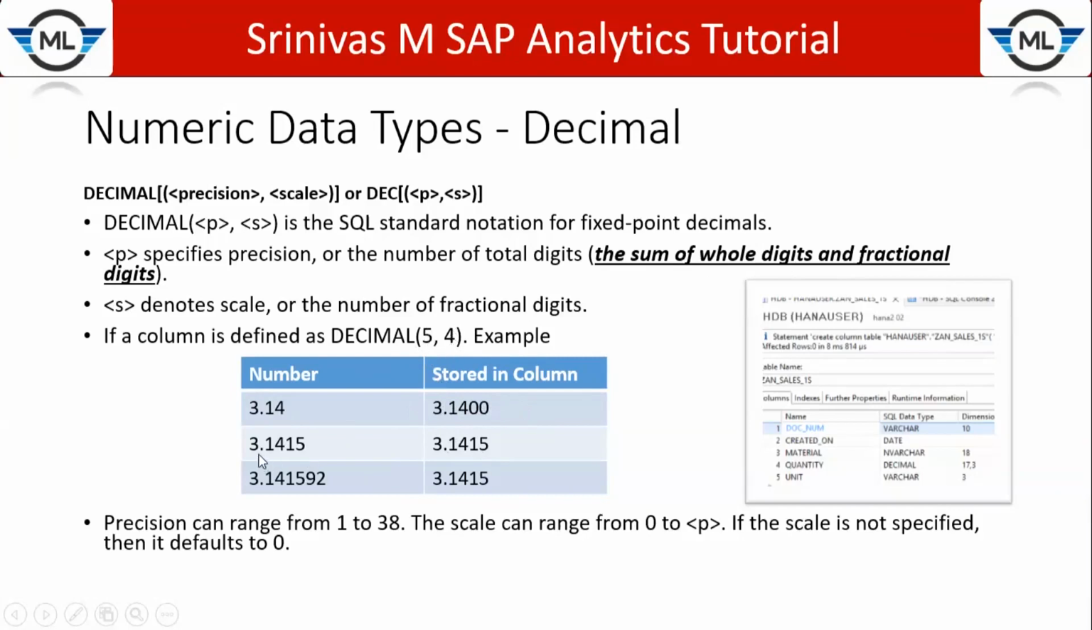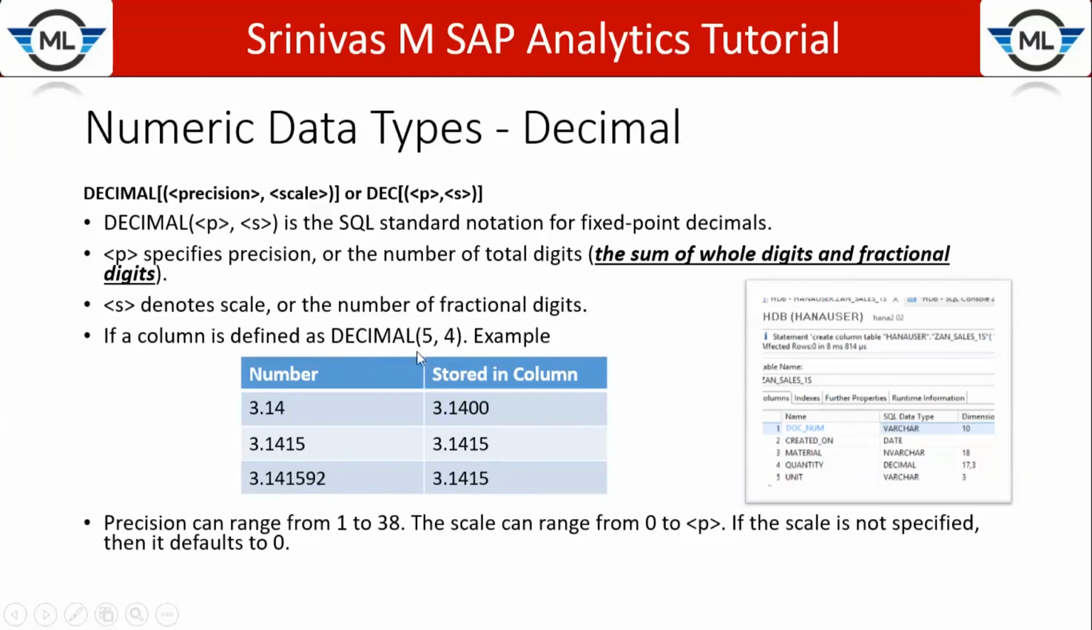Okay, if you take 3.1415, the total number of digits is 5 here, and it will take exactly 4 decimal numbers. If you try to store more decimal numbers into your column, which is defined as 5 comma 4, the system will take only a max of 4, because you defined the scale as 4. After that, for 1 2 3 4 9 2, it will exclude the last two values and only take 4.